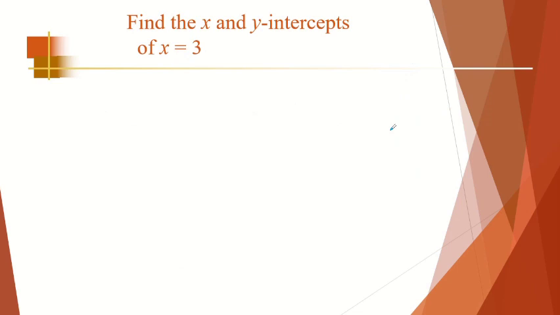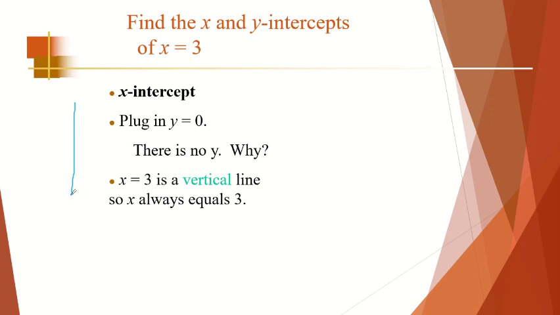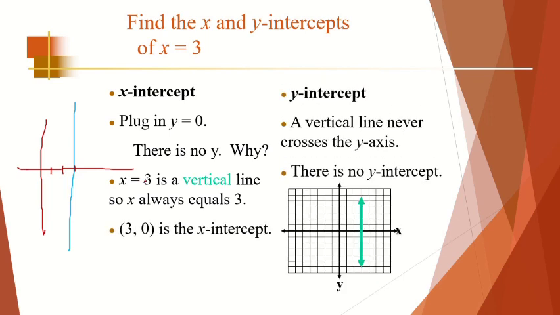Next, find the x and y-intercepts of x equals 3. For your x-intercept, there is no y, because there is no y given. So it is a vertical line. Since in your Cartesian plane, let's say this is your Cartesian plane, we have 1, 2, like that. I just showed it to you.